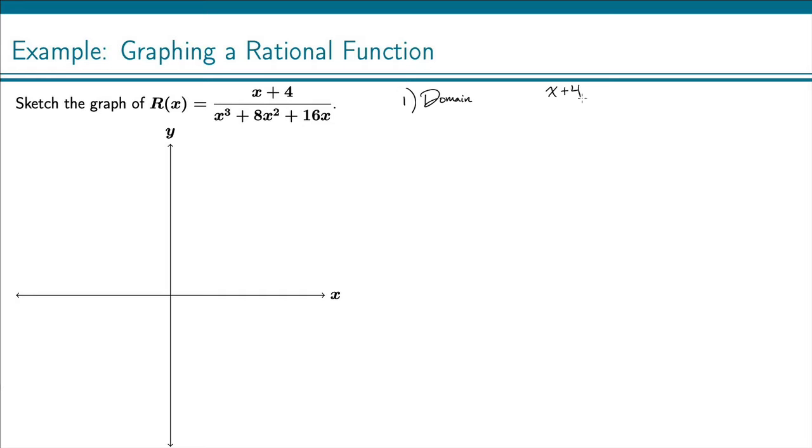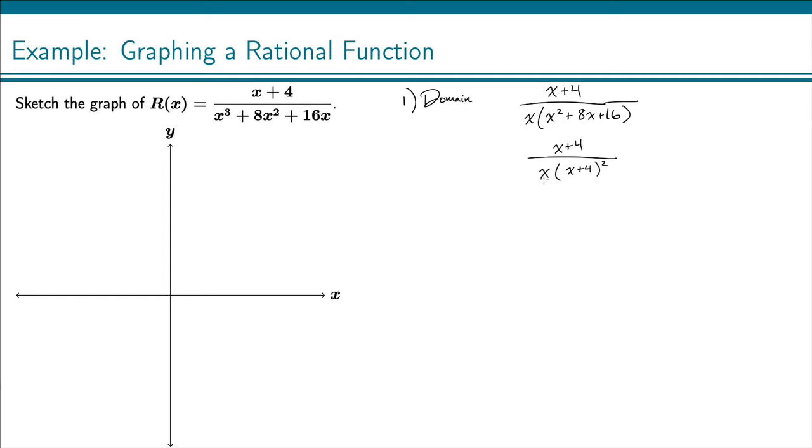Our numerator is already as factored as it can be, but the denominator we can factor. We can pull an x out of that, and we're left with an x squared plus 8x plus 16. And this here also factors a little bit more. x squared plus 8x plus 16 is actually x plus 4 squared. So we know that our denominator cannot be 0 for our domain.